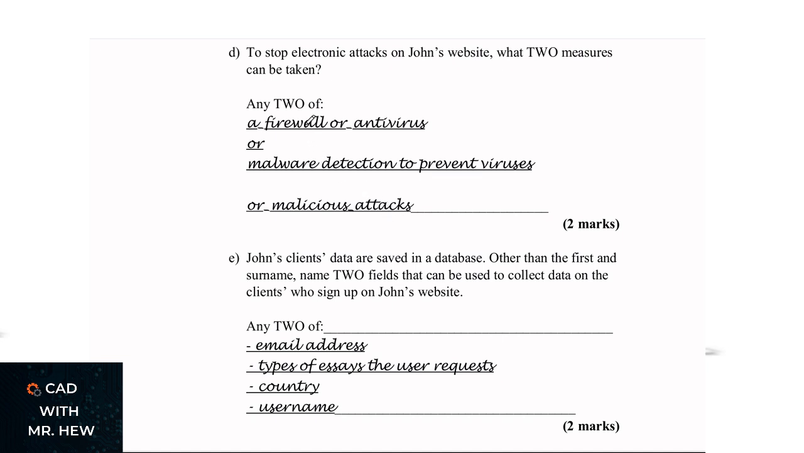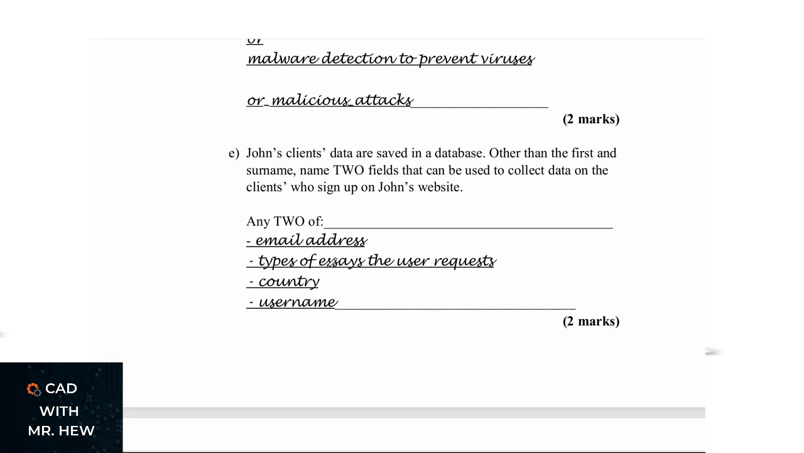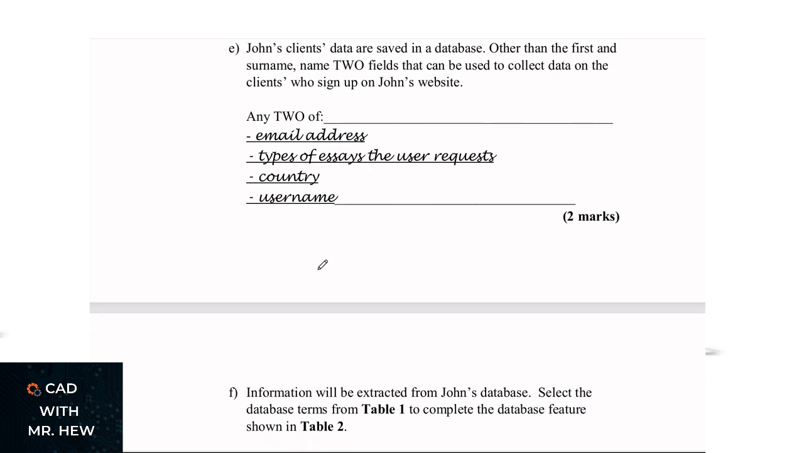The answers are, any 2 of the 3 answers given here would give you the 2 marks. So we have a firewall or antivirus, malware detection to prevent viruses, or malicious attacks. Here's another question. And the correct answers that are required to give you 2 marks are email address, types of essays the user requests, the country, and the username.